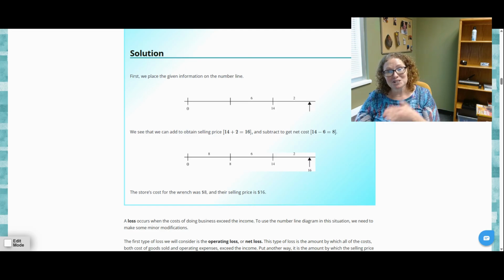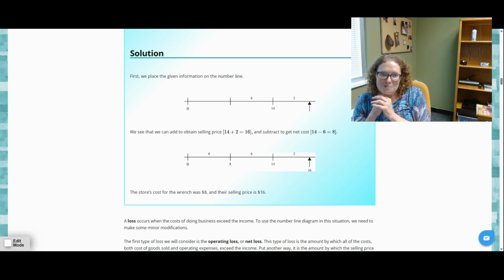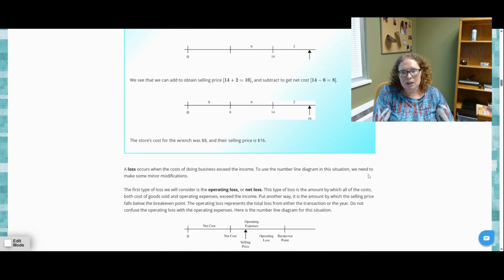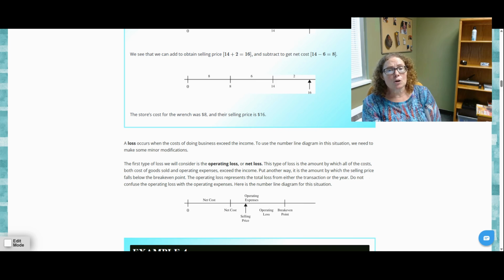Remember, they always start with 0. And so we can get the selling price by adding that 14, which was the break even, plus the $2 that we said that we were going to add. And that gives us 16. So then we want to subtract back and find out what our price was, how much we paid for it. So we get $8 when we subtract the 14 minus the 6, because remember we can subtract back each one. So a loss would occur when, of course, the costs are exceeding your income.